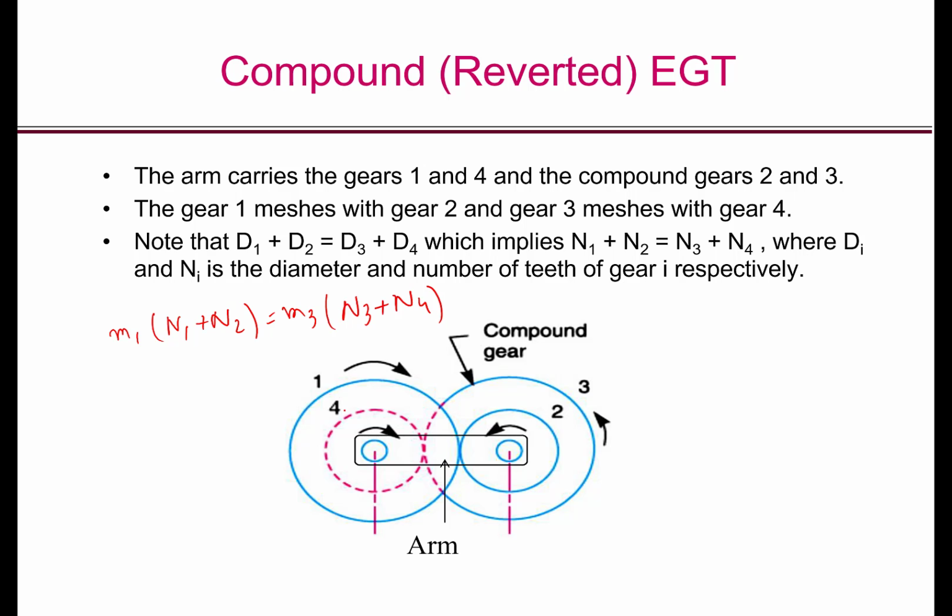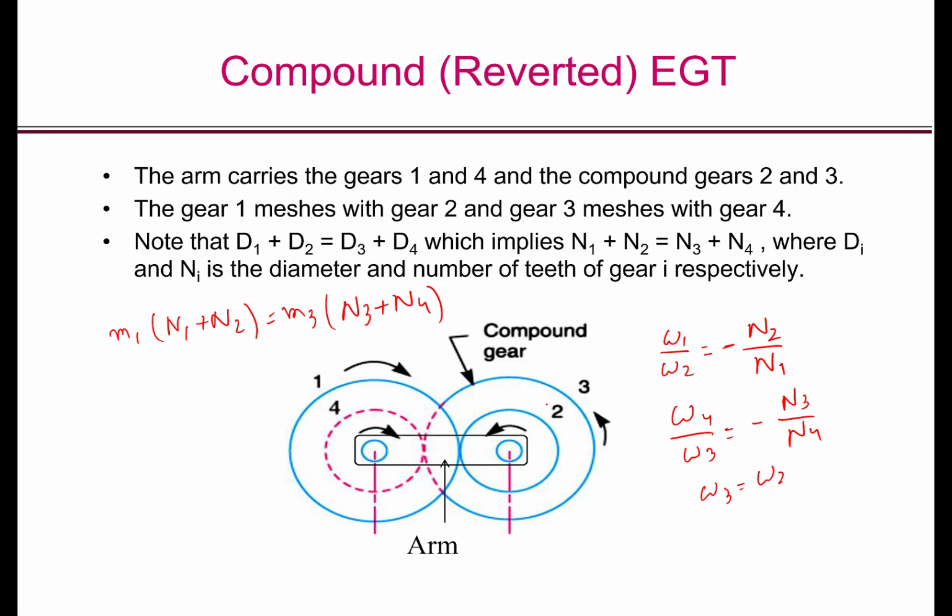Now to analyze a reverted epicyclic gear train, we will use the tabular method as before. So first, we will assume that the arm is stationary. Since 1 and 2 are meshing with each other, we know that omega 1 by omega 2 equals to minus N2 by N1. Similarly, omega 4 by omega 3 equal to minus N3 by N4. Now 2 and 3 are on the same shaft, so omega 3 equal to omega 2.